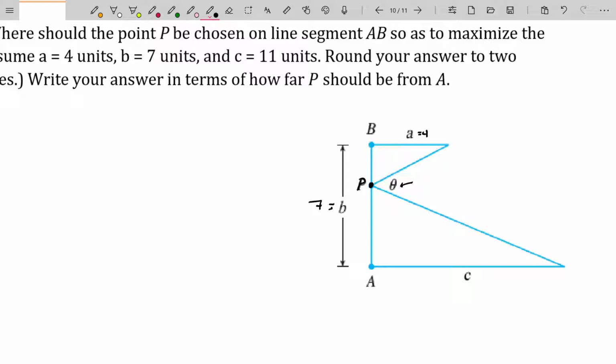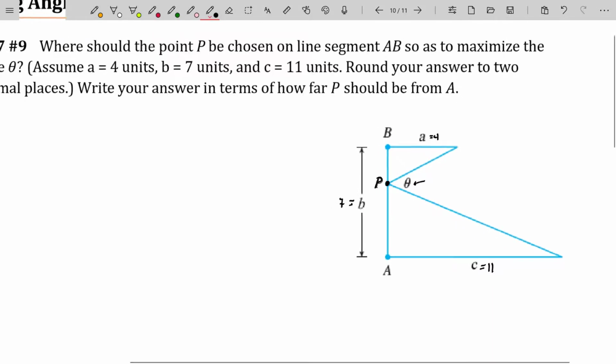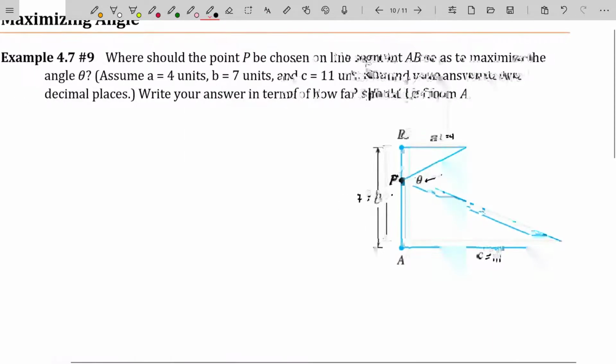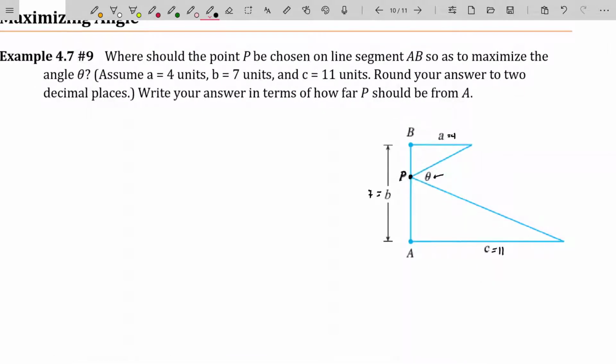And side C is 11 units. So round your answer to 2 decimal places and write your answer in terms of how far P should be from A. So this we'll call a distance of X there. There are a lot of things to think about. Our answer should be written in terms of X, that distance that P is from A. That's what they told us to do.